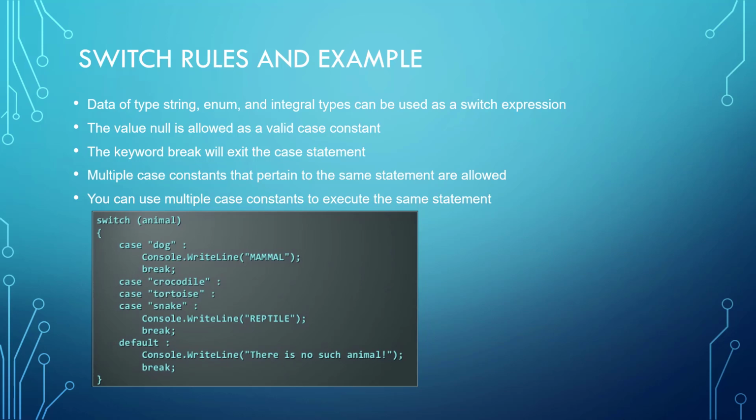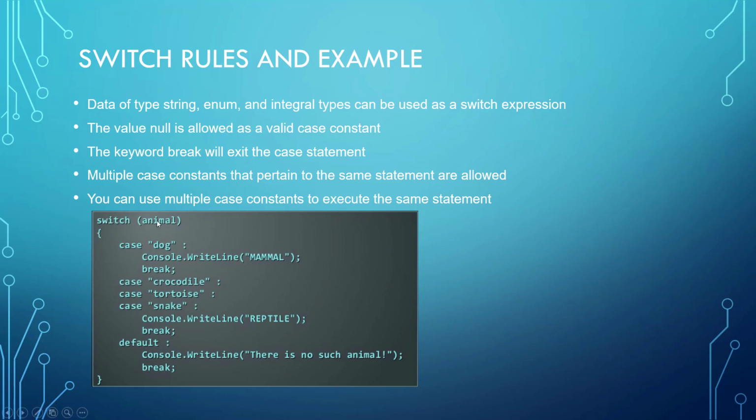So here's an example. Here we have our switch statement, and in parentheses we have animal. Let's just assume that animal is a variable of type string, and we placed the name or type of an animal in there as a string. Let's say we placed crocodile. Well, now we placed dog as the value. We'll use crocodile in a second.